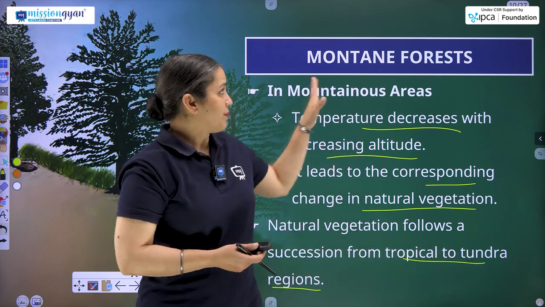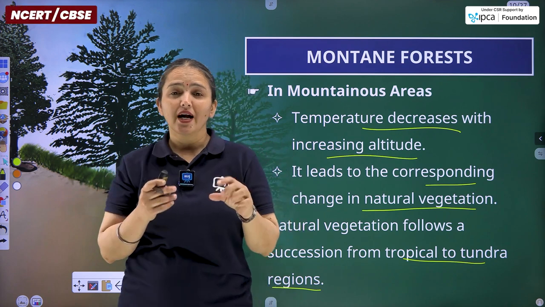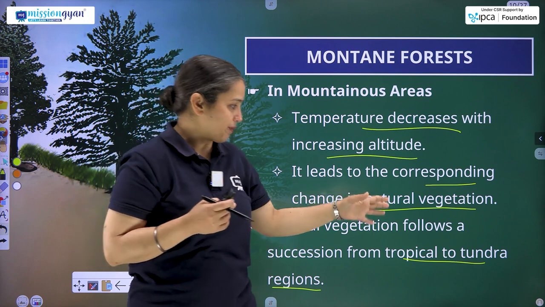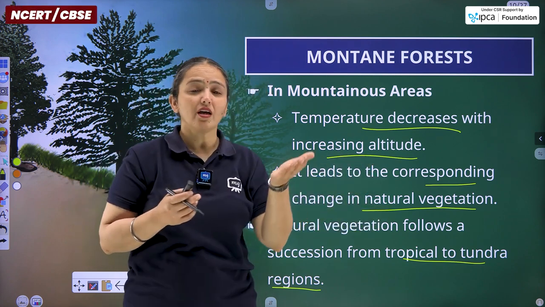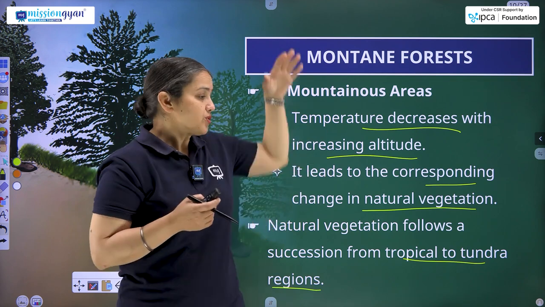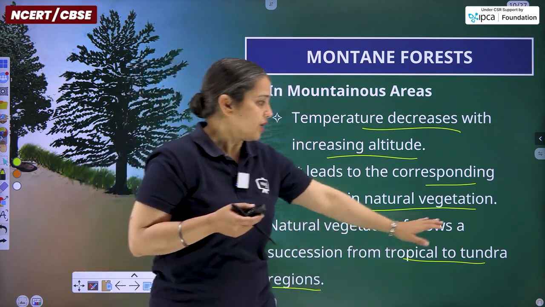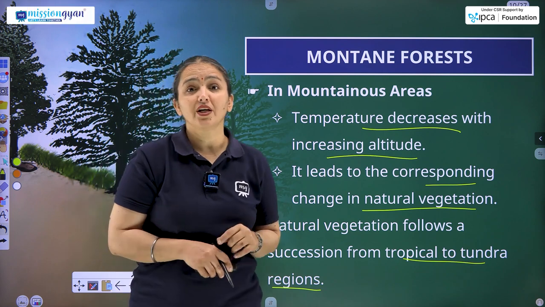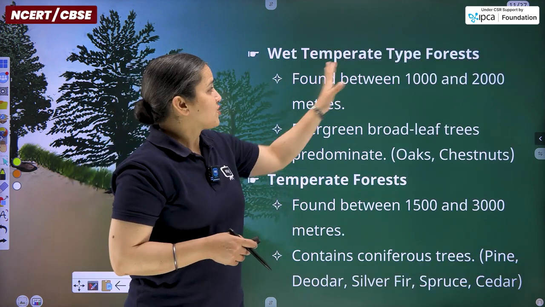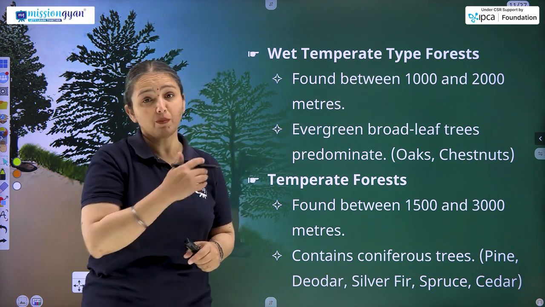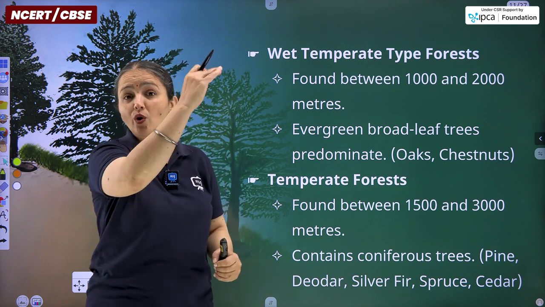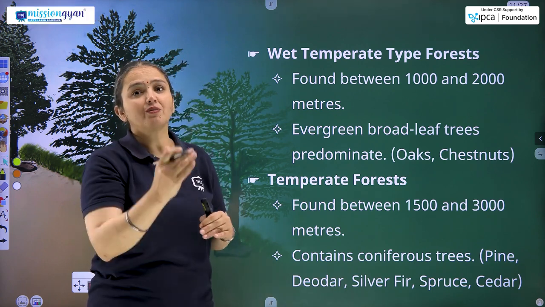Among the mountain forests, those situated at the least height, according to altitude, are the tropical forests. Then as the altitude increases, the vegetation changes. At the highest point of altitude, tundra vegetation is found in the tundra region, almost snow covered regions. These mountain forests are further divided into wet temperate type forests and others, according to their altitude height, into categories.